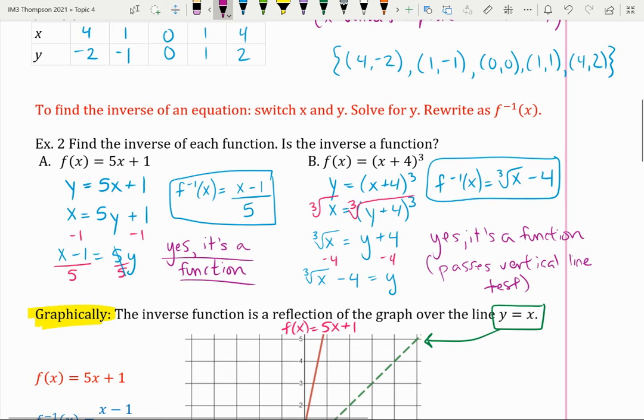And sometimes the best way to tell, I could sit there and I could plug in values for that. I could try to memorize some rules, but sometimes the best way to tell is just to look at a quick graph. We've talked about a linear example, a cubic example. They're both functions. Let's talk about something that's not a function.